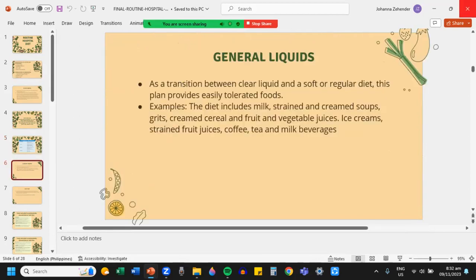Okay, next we have general liquid. So this is a transition between clear liquid and a soft or regular diet. So this plan provides easily tolerated food. So examples, these include milk, strained and creamed soups. Okay, so mga soups na medyo malapot or mga creamy ang consistency. Grits, cream cereal, and fruit and vegetable juices. Ice cream, strained fruit juice, coffee, tea, and milk beverages. Okay, so that's for your general liquids.